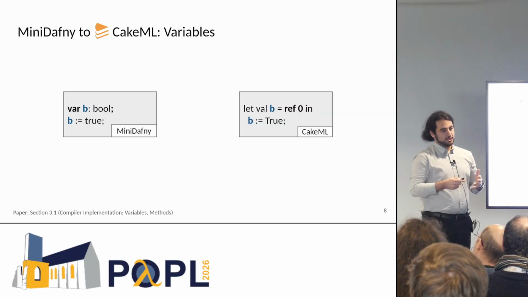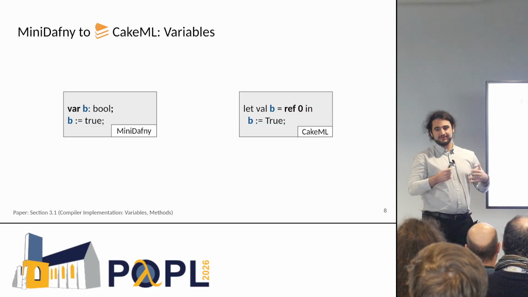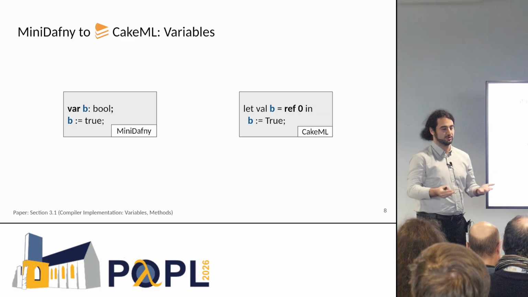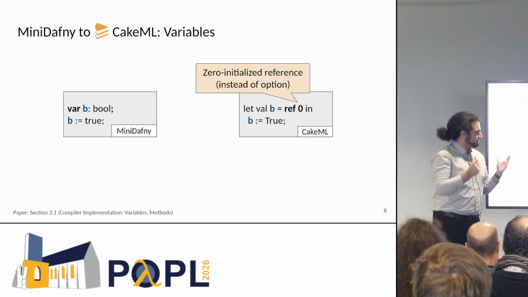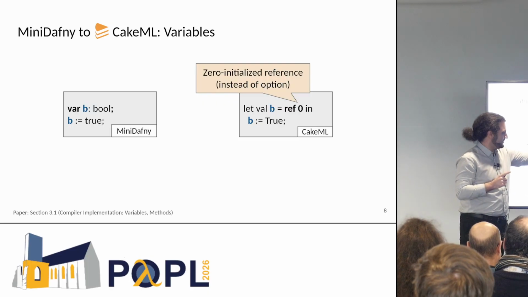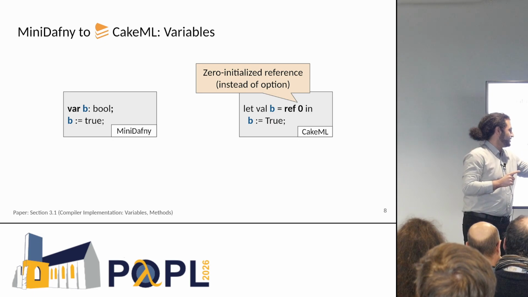But that has the issue of being a boxing step, and we know that a valid Dafny program will always first assign and then read. So we would be wasting cycles for no good reason. So instead, we zero initialize it. And here I really mean zero initialize. So if you look very carefully, that's an integer, and then we assign true to it.